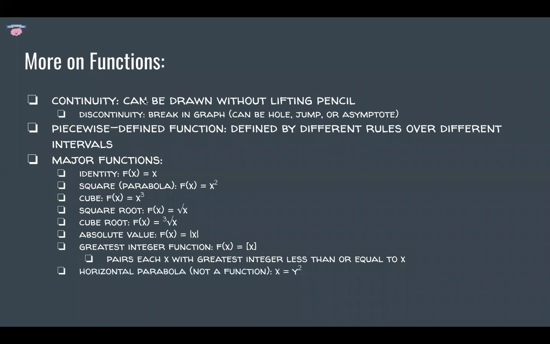Horizontal parabola, this is not a function, so it's actually misleading. Even though this is listed with the major functions, this is actually a relation. It's when x is equal to y squared, and it looks something like this. It looks like a square root function. That's no coincidence, as we'll talk about when we talk about inverses. It looks like a square root function, but with two sides. So it's basically a parabola, but horizontal.